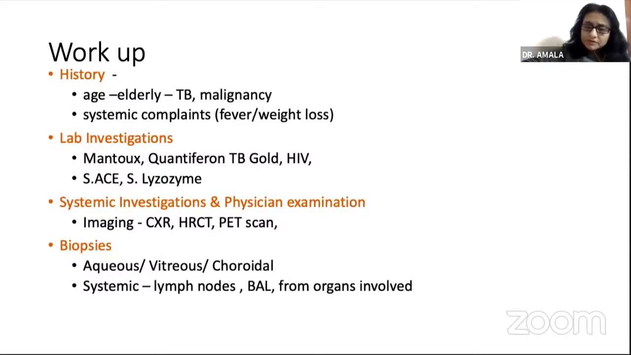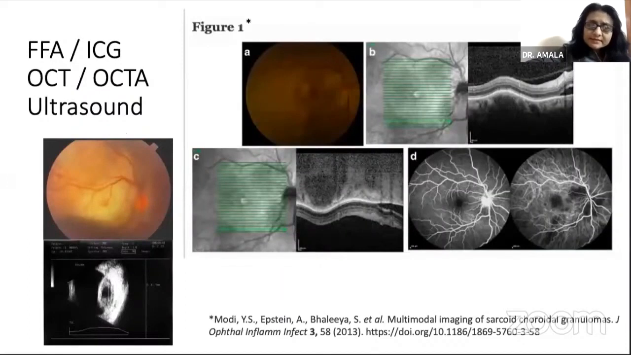Ideally, of course, if there is a systemic component, biopsy from a systemic focus would be the best option. Monitoring the nodule, assessing the size of the nodule. If it's larger nodules, then monitoring it with the ultrasound is important. And with smaller nodules, multimodal imaging, both with fundus photography, FFA or ICG, and OCTs, can help monitor the response to treatment.